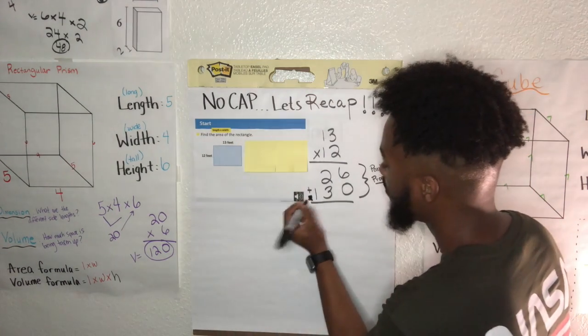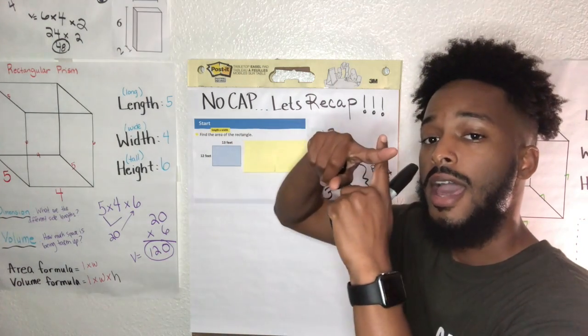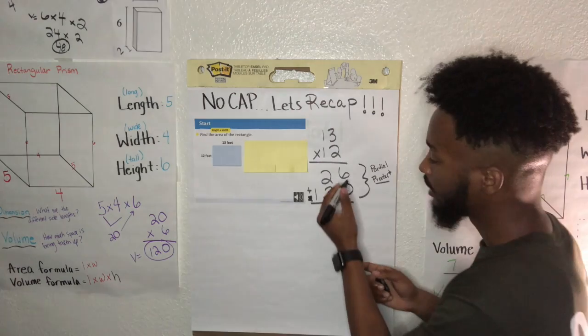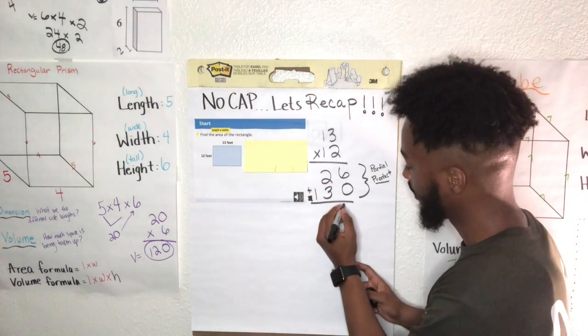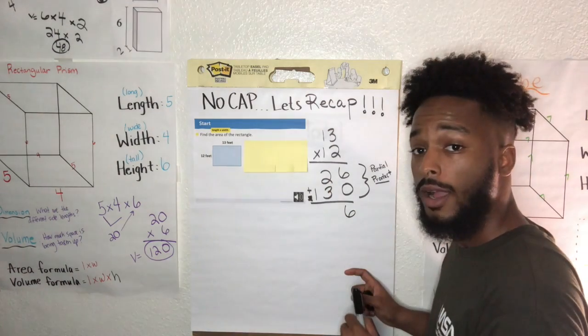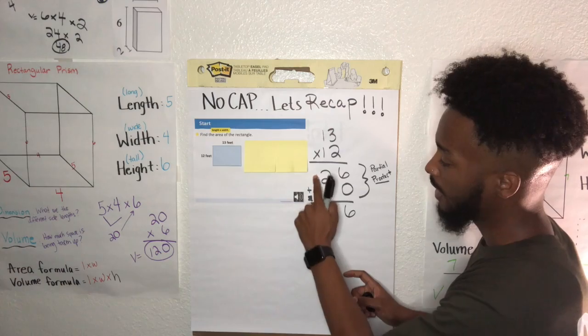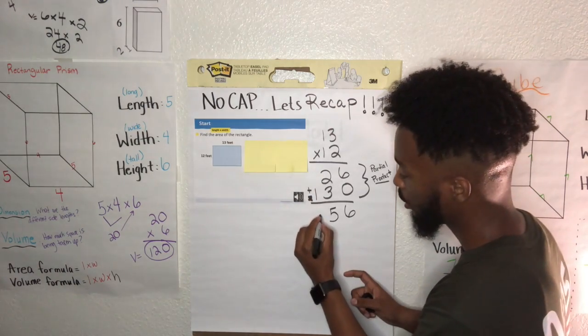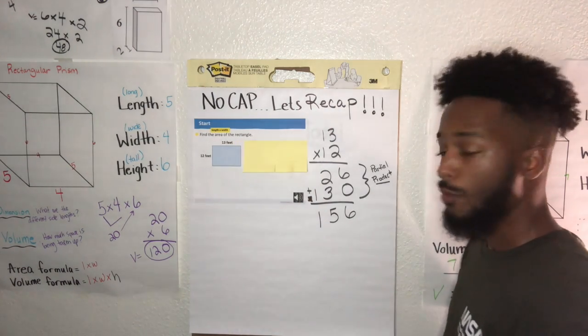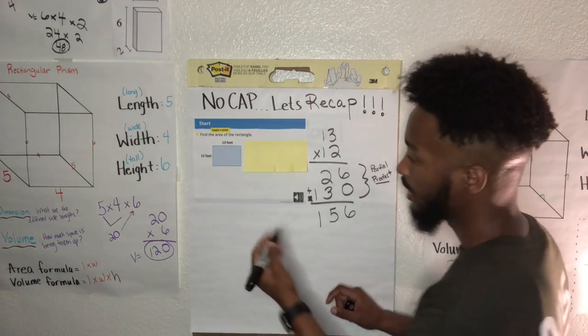So now that I have my partial products, I'm going to find the sum. And sum means I have to add it up. All right, so 6 plus 0 is what, guys? 6. 3 plus 2 is what, guys? 5. And then 1 plus nothing right here is 1. So my answer, or the area of this rectangle, is 156.